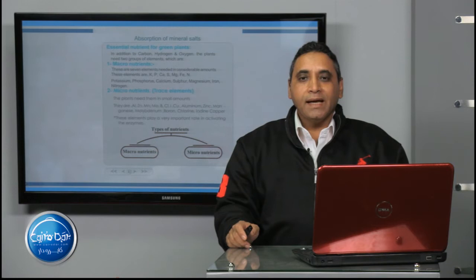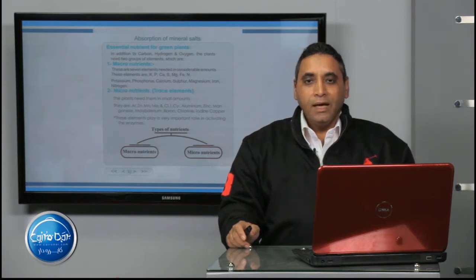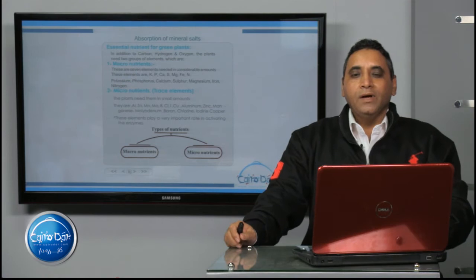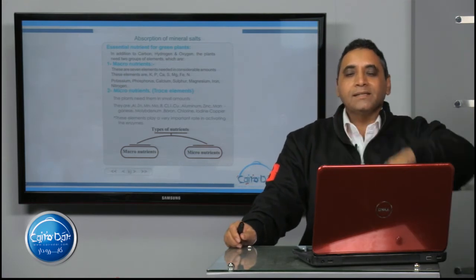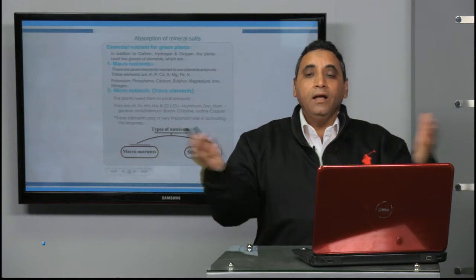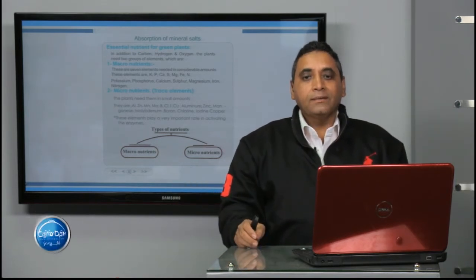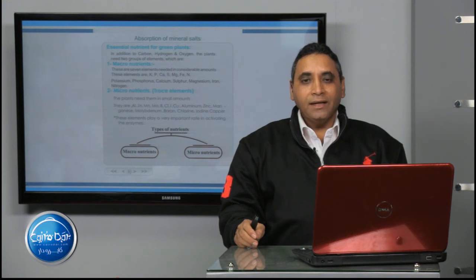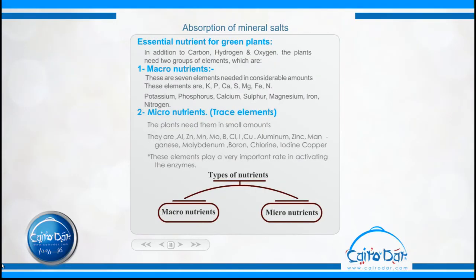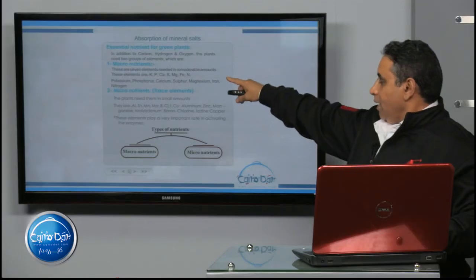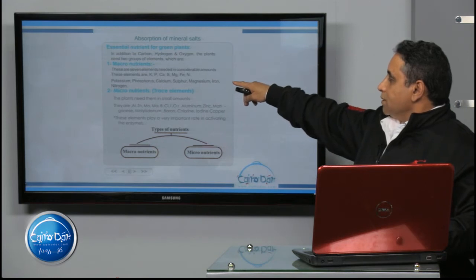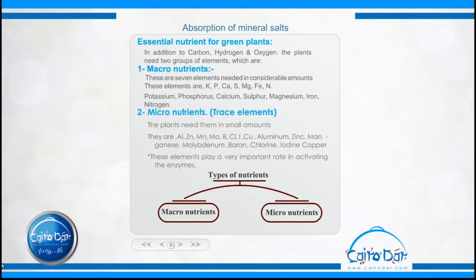The essential nutrients are carbon, hydrogen, and oxygen. If you remember, the glucose molecule consists of carbon, hydrogen, oxygen. Those are the three essential nutrients needed by the plant or any living organism to survive. The other nutrients are divided into macro and micronutrients. The macronutrients are the nutrients needed by the plant in a considerable amount. They are 7 nutrients: potassium, phosphorus, calcium, sulfur, magnesium, iron, and nitrogen.